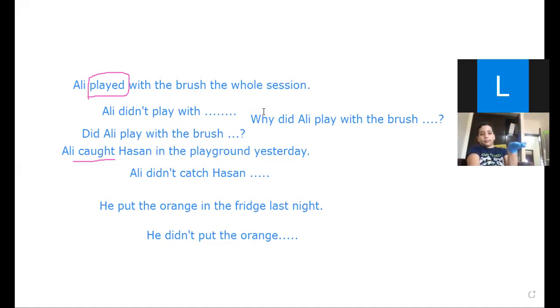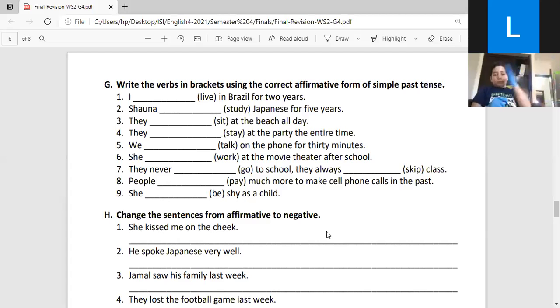Did Ali catch Hassan in the playground yesterday? Where did Ali catch Hassan yesterday? Did he put the orange in the fridge last night? When did he put the orange in the fridge? So you see, you can form the questions in two different ways.